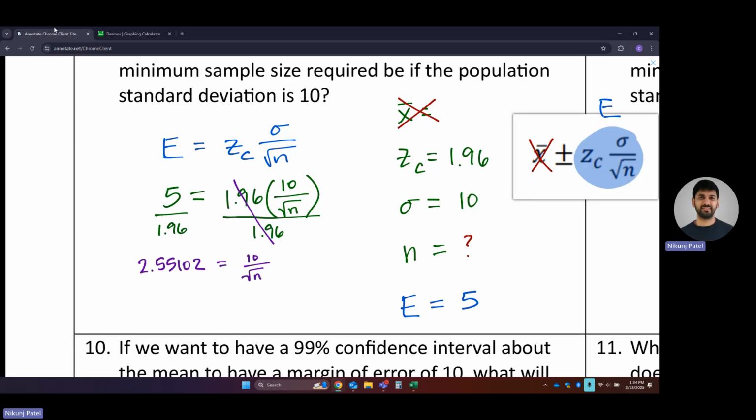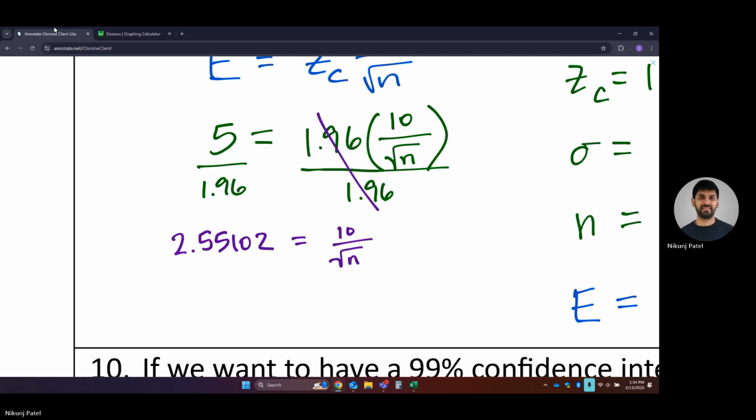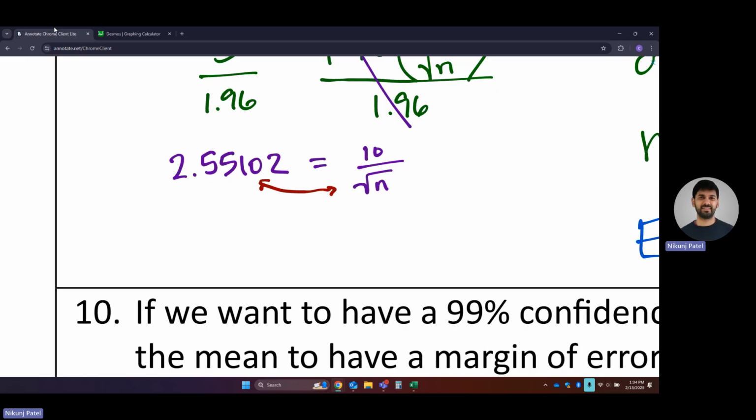And then the next step is kind of a shortcut method, but what you can do is if you have your variable in the bottom of a fraction, you can swap these two values right here. Swap meaning you just change their position. So square root of n equals 10 divided by 2.55102.